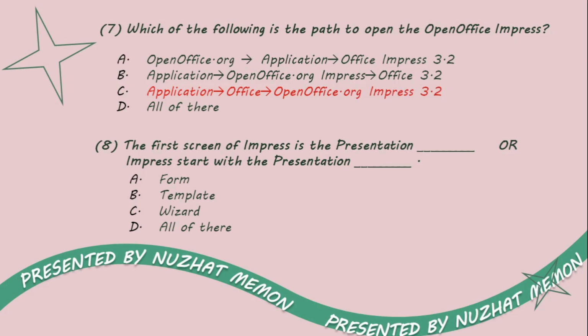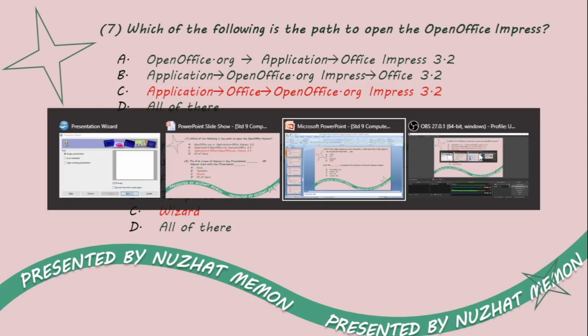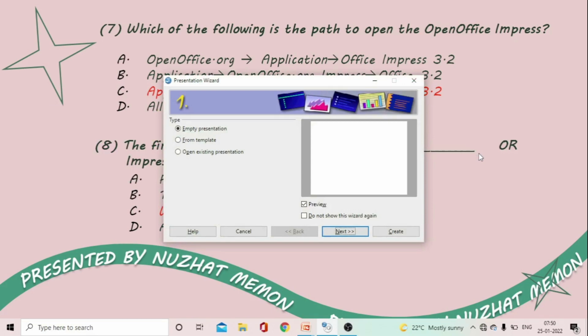Next, 8. The first screen of Impress is the dash presentation dash, or the question can be asked in this way also, that Impress starts with the dash presentation. So it starts with presentation wizard. Now you may be wondering what is this? Don't worry, we will see here. So this is the presentation wizard which we are talking about. So whenever you start Impress, you will have this starting, that is presentation wizard.